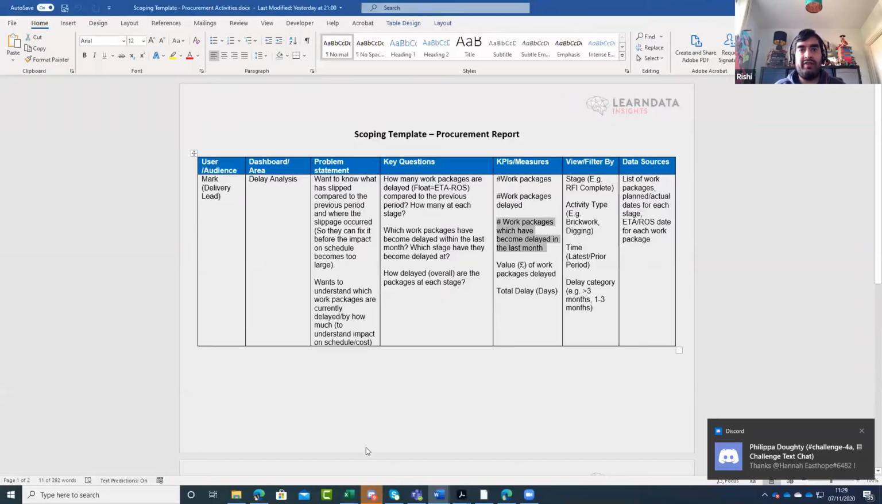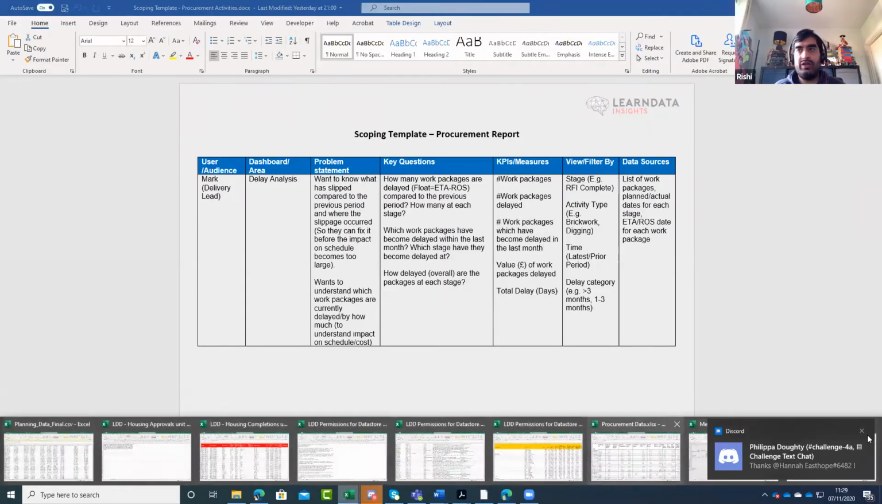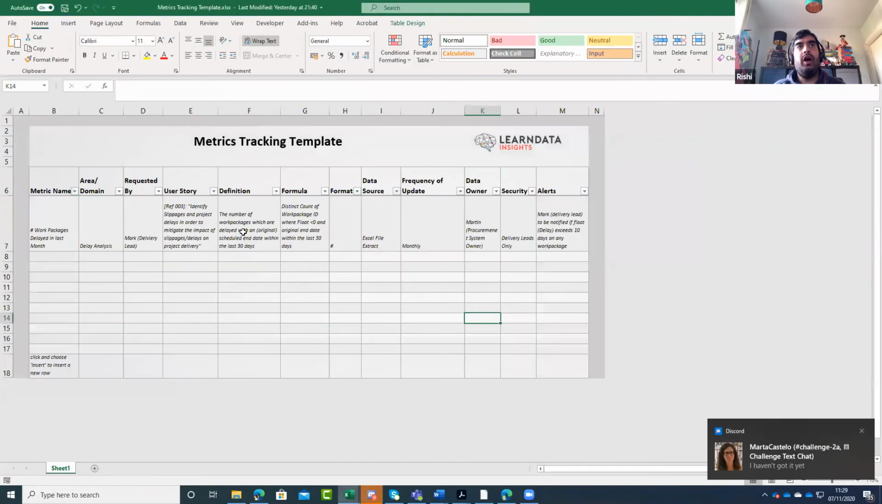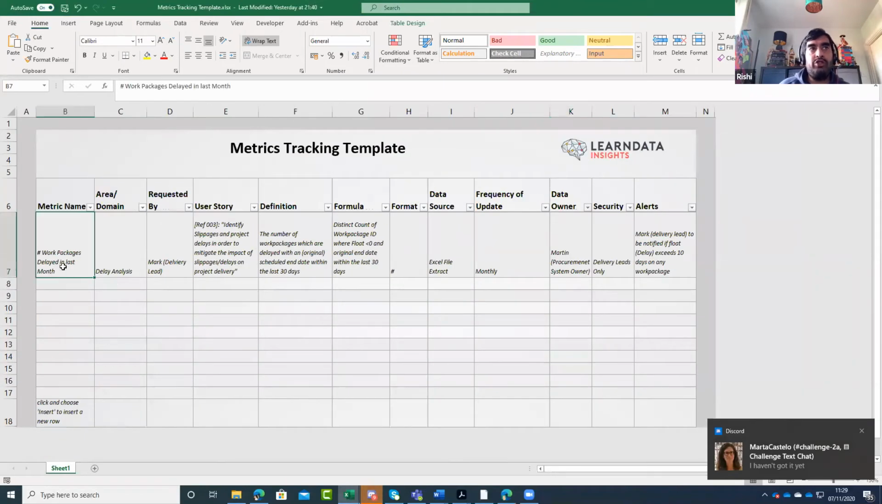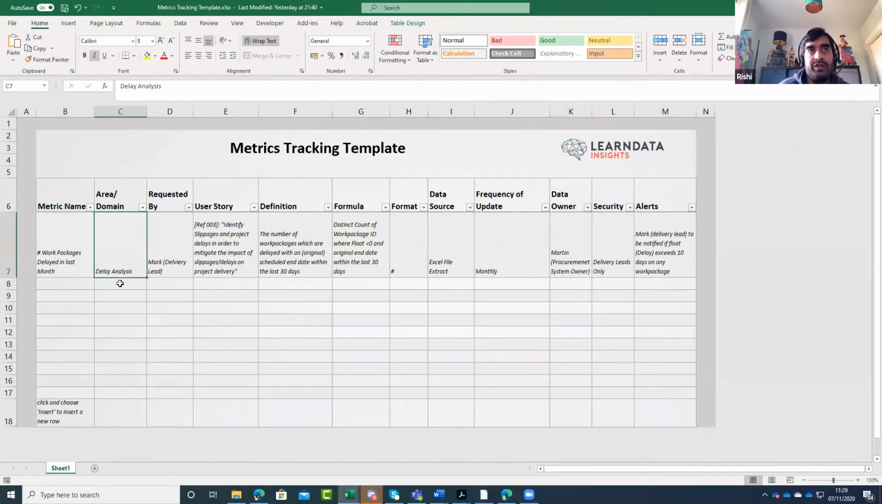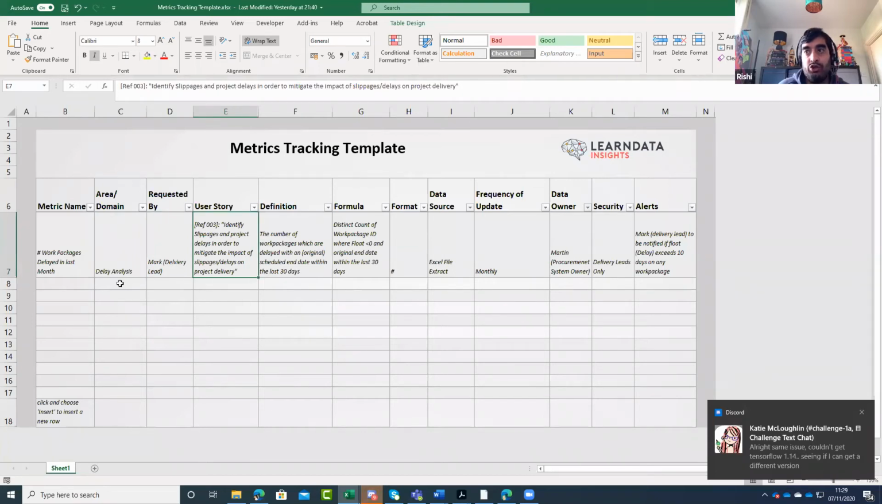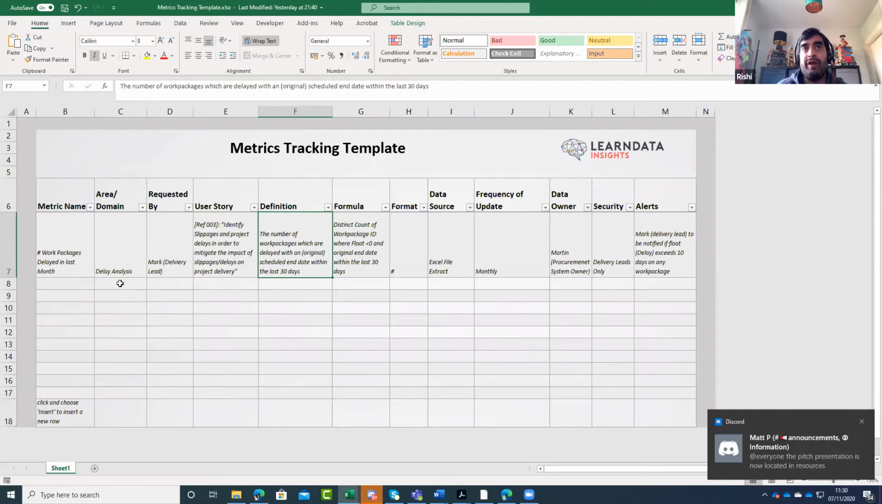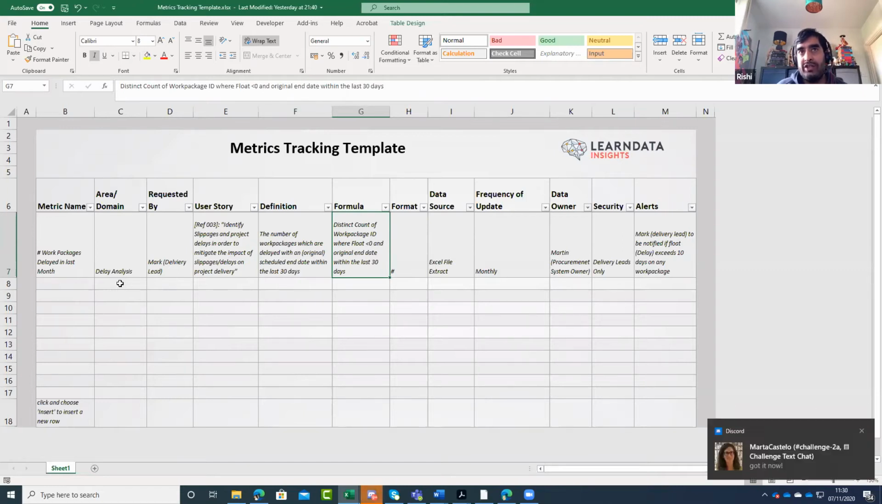Actually, I've got it open in Excel, I think. Metrics tracking. So here we've got the metric name, the area or the domain, who requested it, and the user story that it relates to. So we're tying that again back to our user stories. Then the definition of it, so an English definition: the number of work packages which are delayed with an original scheduled end date within the last 30 days. Distinct count of work package ID, where the float is less than 0. So here's the kind of formula.